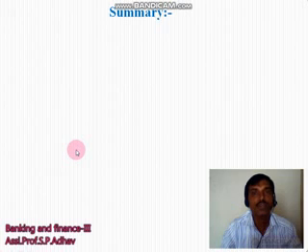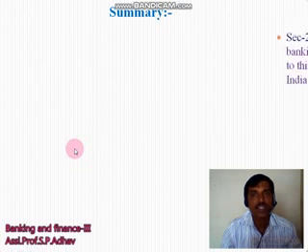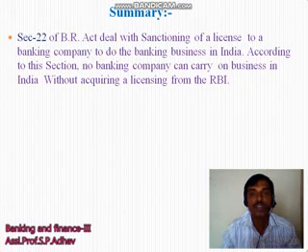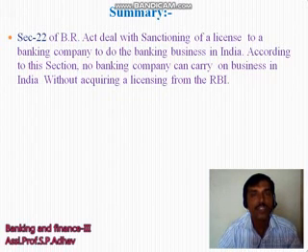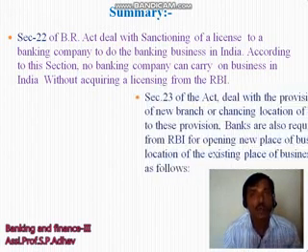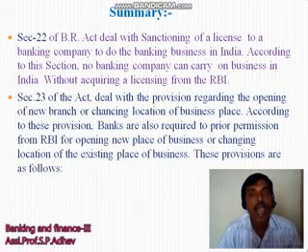So, a summary of the points: we see that Section 22 is important regarding the license of a banking company. A bank that wants to carry on business in India needs proper permission from the RBI under Section 22, which gives permission to banking companies to carry on business in India. Another important one is Section 23, on expansion of banking business to other places and locations. They need the proper permission of the RBI. Business inside India and outside India needs permission from the RBI.